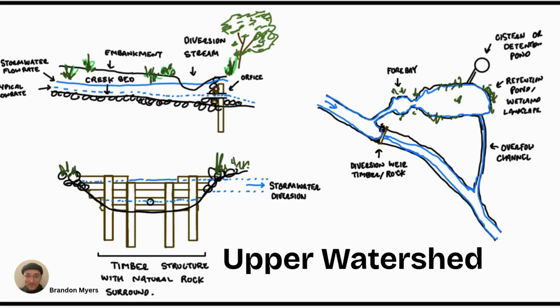To further improve performance, each offline system would be equipped with a forebay located at the inlet. The forebay will act as a settling basin, capturing coarse sediments and debris before the water enters the main storage area. This design improves water quality, reduces sediment buildup in the primary pond or cisterns, and lowers the long-term maintenance requirements.